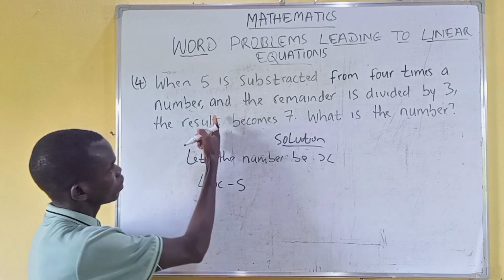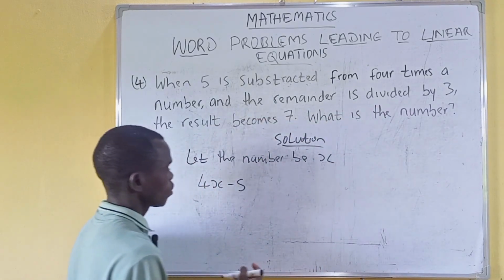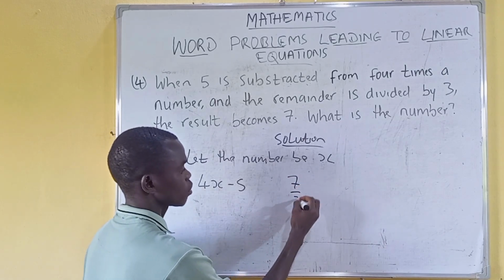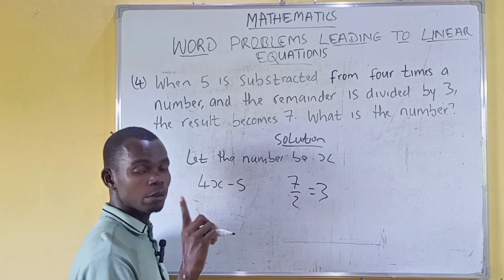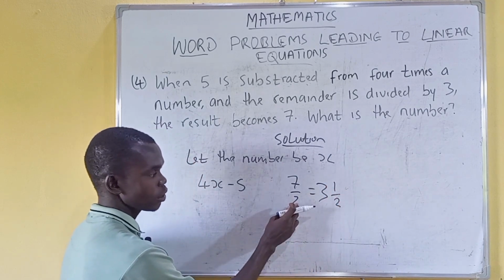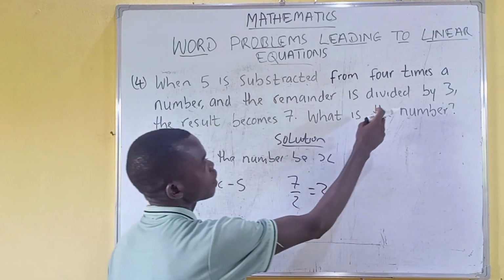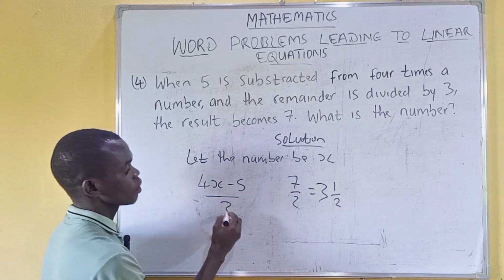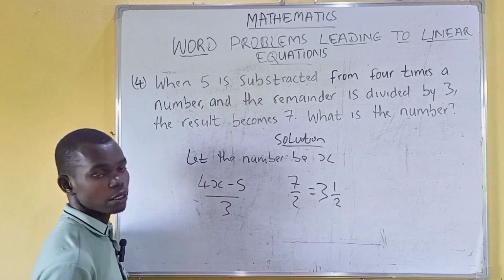But we'll go further with the question: and the remainder is divided by 3. For example, if you are asked to divide 7 over 2, your answer will be 3 whole number, remainder 1 divided by 2, and this is also equal to this. From here, and the remainder is divided by 3, so we'll divide this by 3. So this will be the required statement.